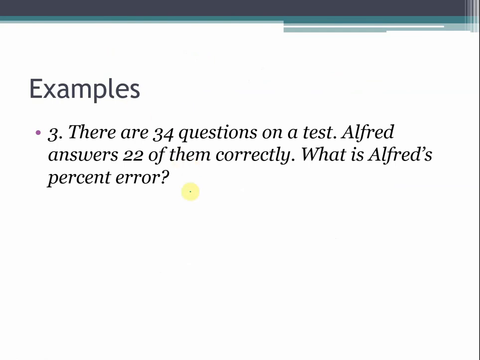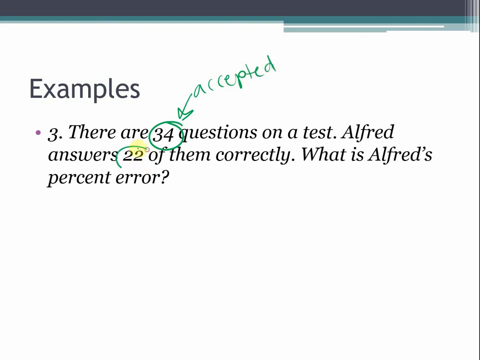There are 34 questions on a test. Alfred answers 22 of them correctly. What is Alfred's percent error? So this one is a little different. It doesn't straight up say, here's experimental, here's accepted. You have to reason through it a little bit. But it's expected that you should get 100% of the questions correct, right? If there are 34 questions on a test, that's the ideal value. That's what you're shooting for. So this is going to be our accepted value. Because in a perfect world, this is how many questions we'd get right on a test.